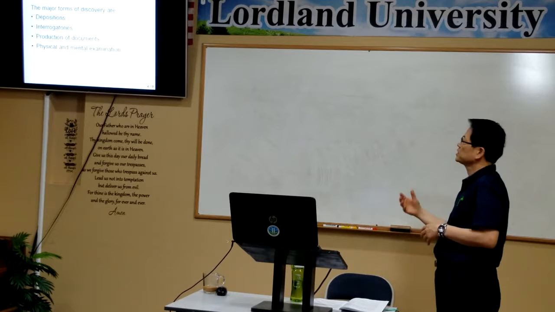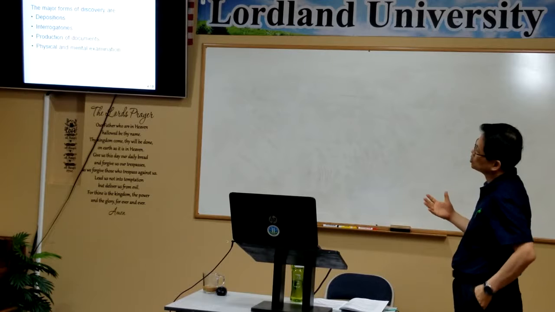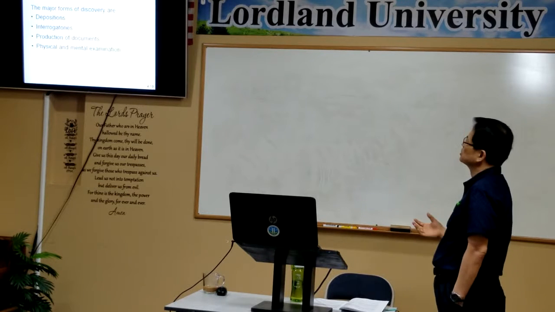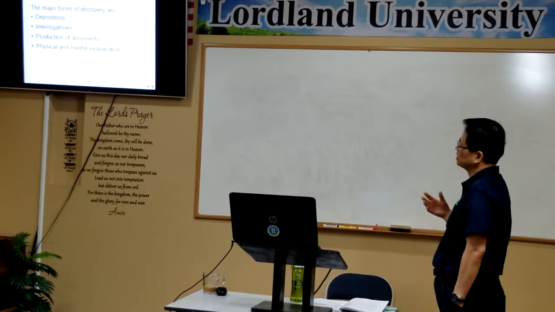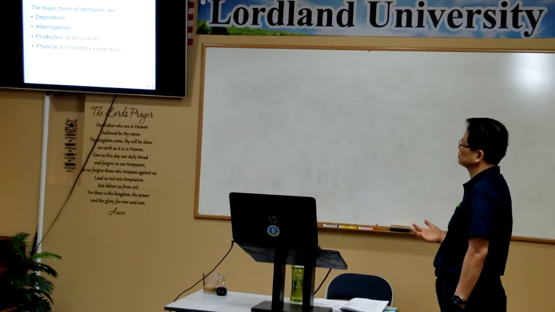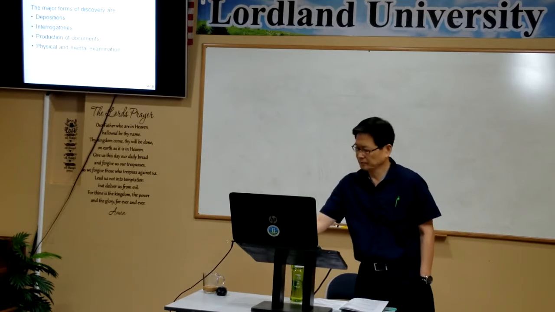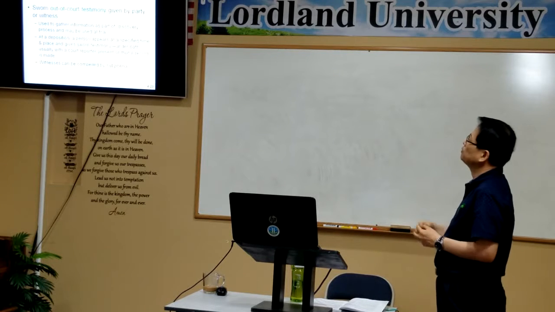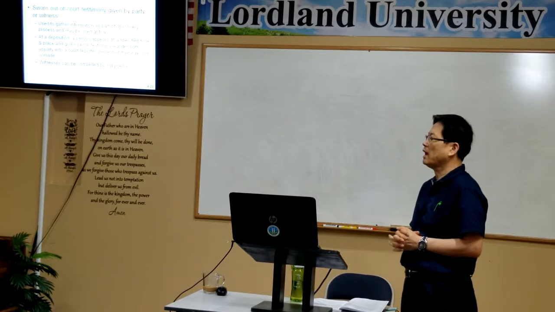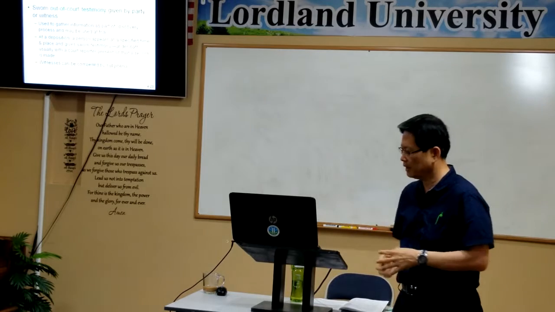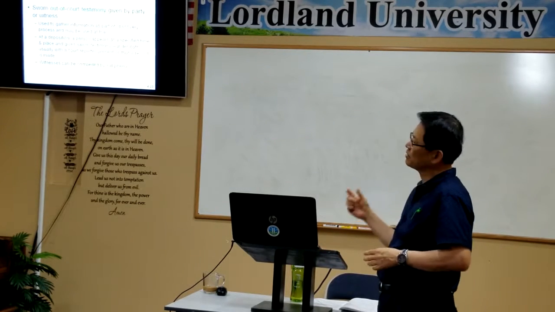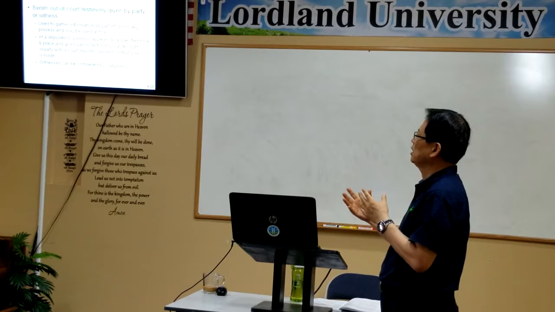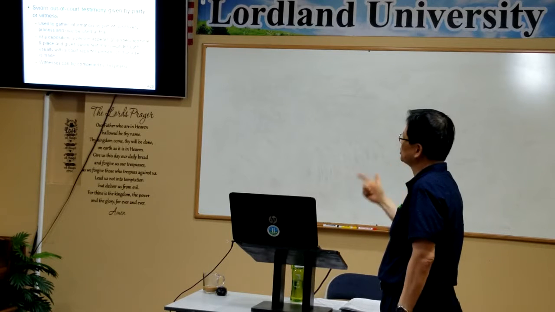The major formal discovery methods are as follows: depositions, interrogatories, requests for the production of documents, requests for physical examination, and requests for mental examination of the party. Deposition. The minimum deposition fee is $3,000. If one party wants to have a deposition, that party must pay the minimum $3,000. Very, very high cost to have just one deposition.